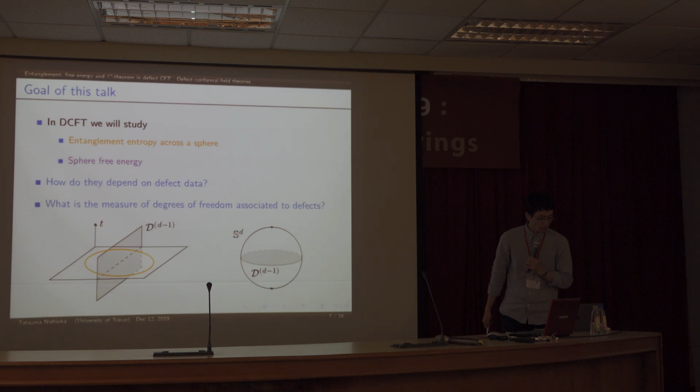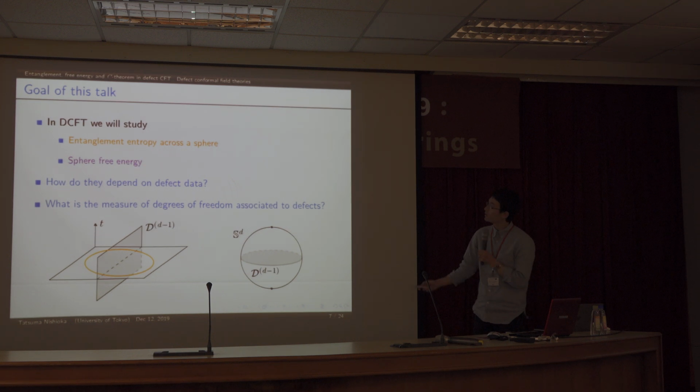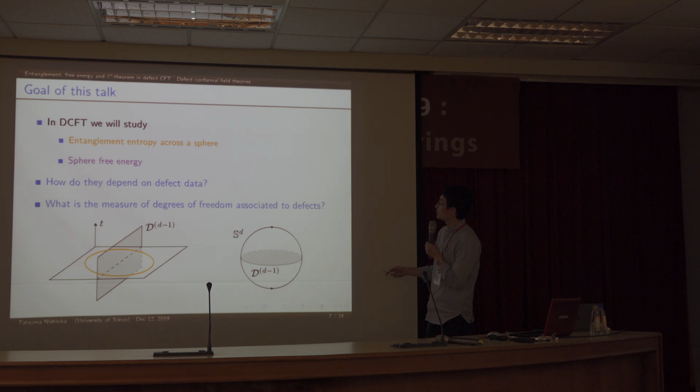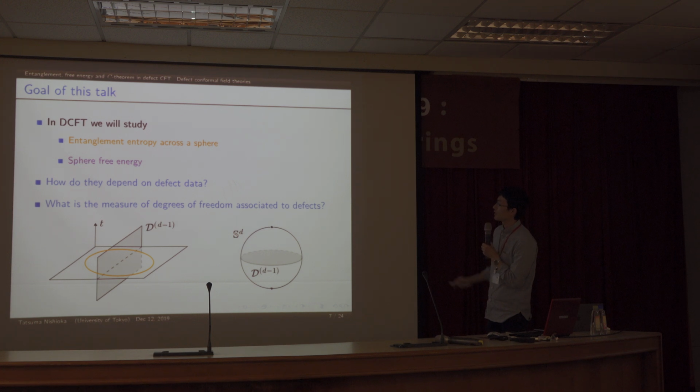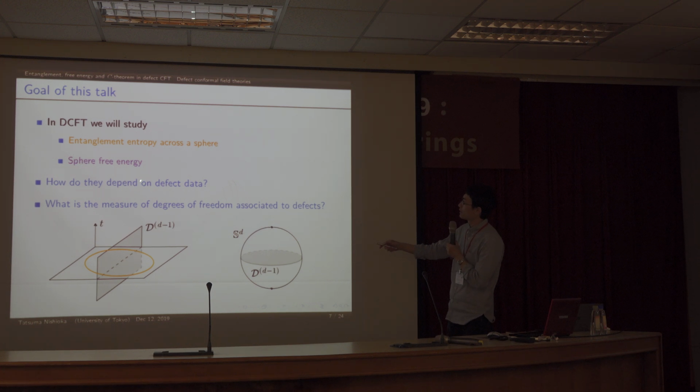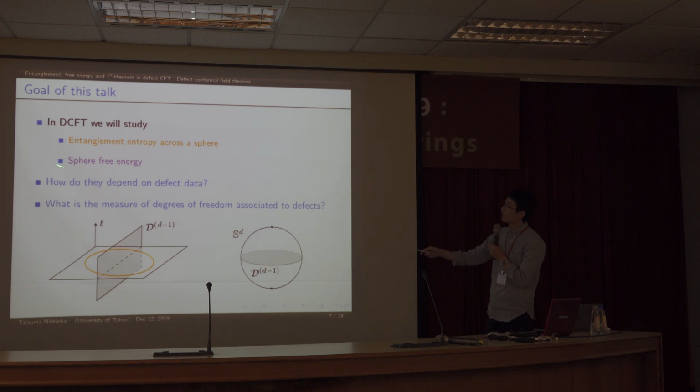So the goal of my talk is that I'm interested in how entanglement entropy is modified due to the insertion of defects. And I'm also interested in the sphere free energy. The sphere free energy is just a Euclidean sphere partition function in the presence of a defect. So I'm going to think about the entanglement entropy of some spherical region, and I put a defect in a very symmetrical way. And when I consider the sphere free energy, I put a conformal defect along, say, the equator.